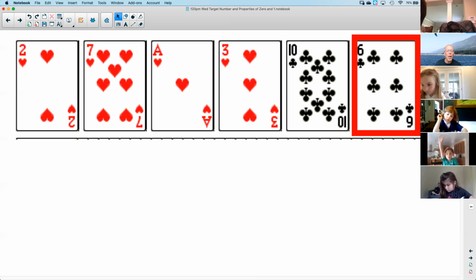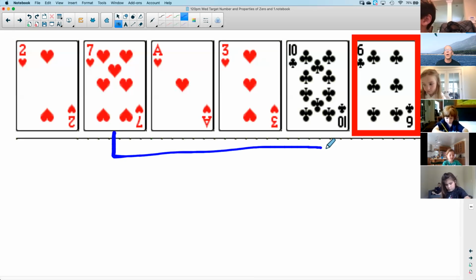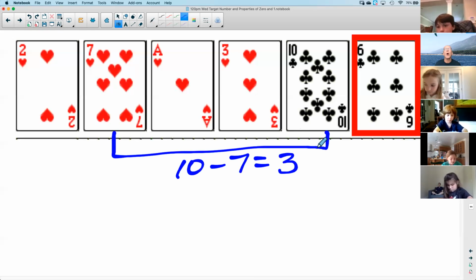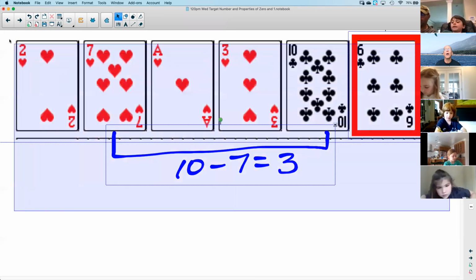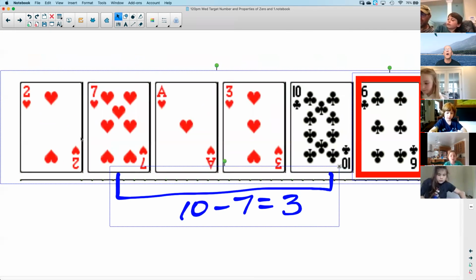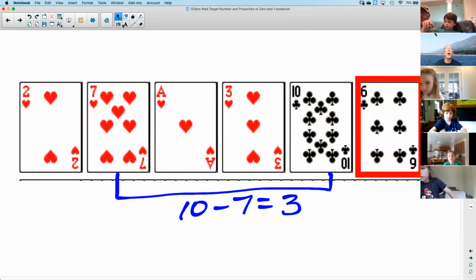All right, Lila, while everybody's working, tell me your method. Go. 10 minus 7 equals 3. I have everything written down. 10 minus 7 equals 3, plus 2 equals 5. Wait, honey, go ahead and say it again, Lila.